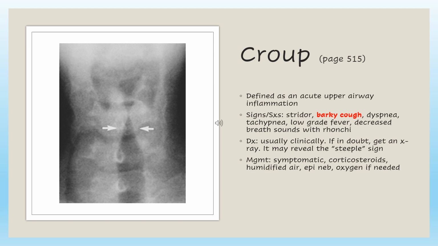It's most common in children 3 months to 5 years of age. The duration of the illness is usually about 5 days. Signs and symptoms: stridor, barky cough, dyspnea, tachypnea, low-grade fever, decreased breath sounds with rhonchi. Diagnosis is usually clinical. If in doubt, you can get an x-ray and you're going to see the steeple sign, which is pictured beside the text. Management: symptomatic. You need corticosteroids, humidified air, an epi nebulizer, and oxygen if needed.